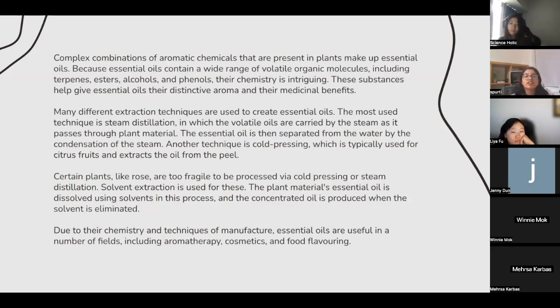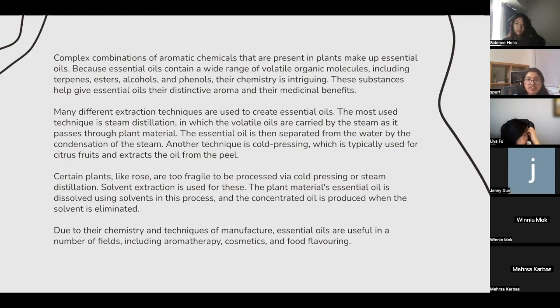So there are complex combinations of aromatic chemicals that are present in plants, and those make up essential oils. Because essential oils contain a wide range of volatile organic molecules, including terpenes, esters, alcohols, and phenols, their chemistry is intriguing. These substances help give essential oils their distinctive aroma and their medicinal benefits. Many extraction techniques are used to create essential oils. The most used technique is steam distillation.